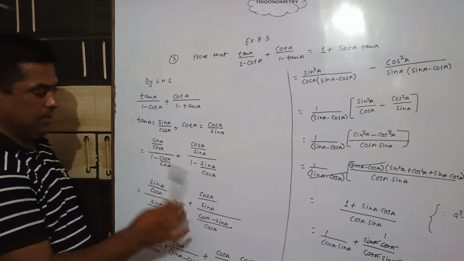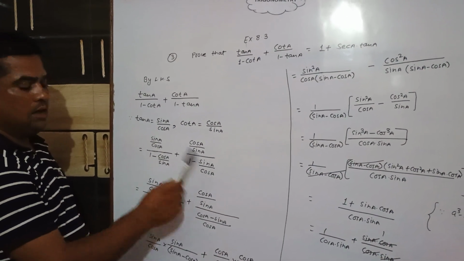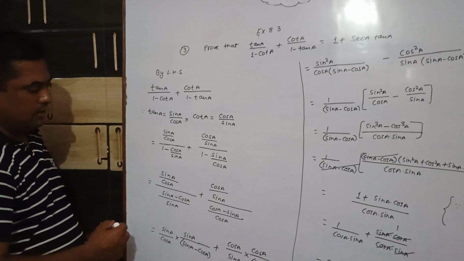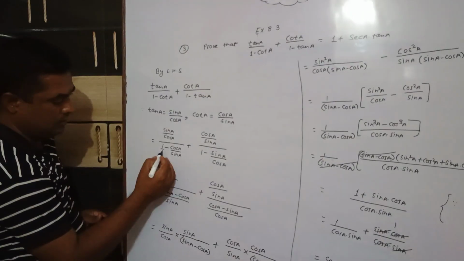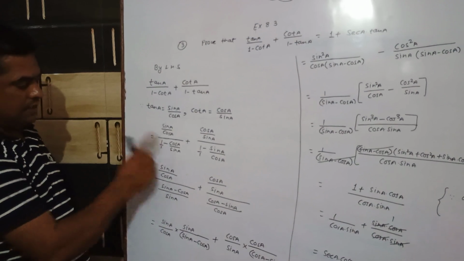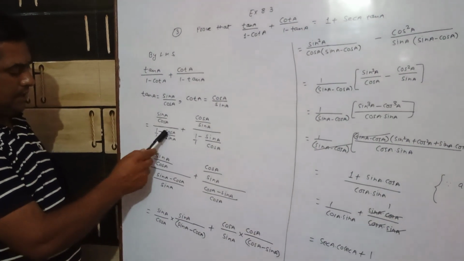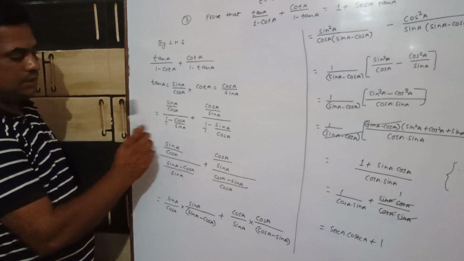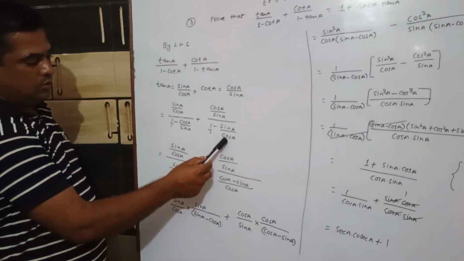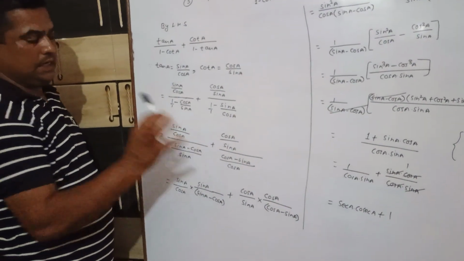The numerator will be the same. In the denominator, we will take the LCM because there are two terms. So the LCM of 1 and sin A will be sin A. This will be sin A minus cos A, plus the LCM of the denominators cos A and 1, cos into 1, which is cos A. Cos A minus sin A.